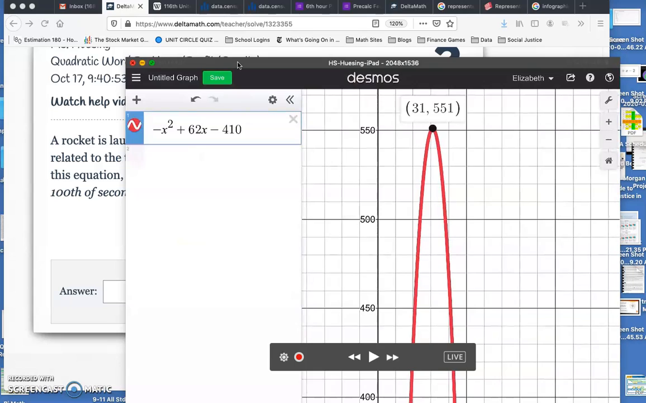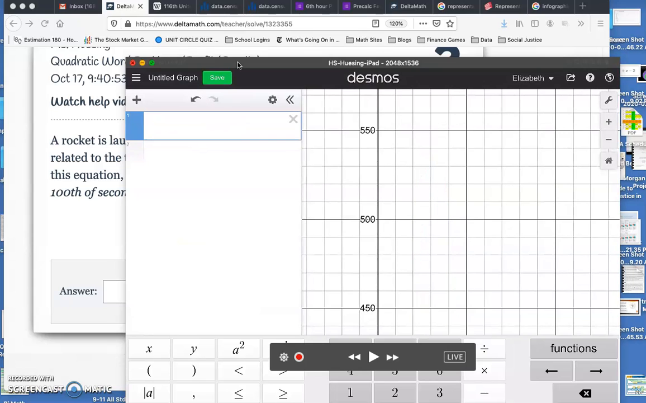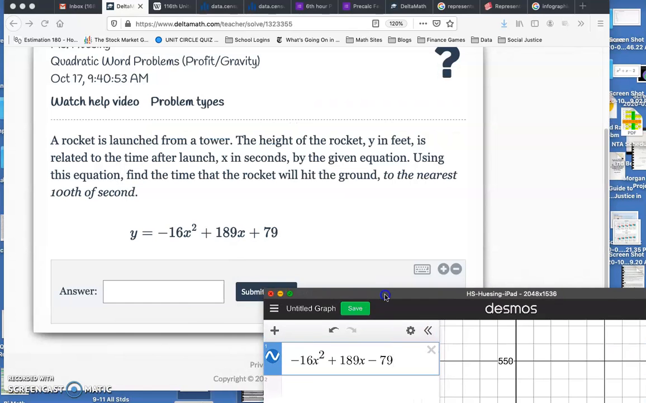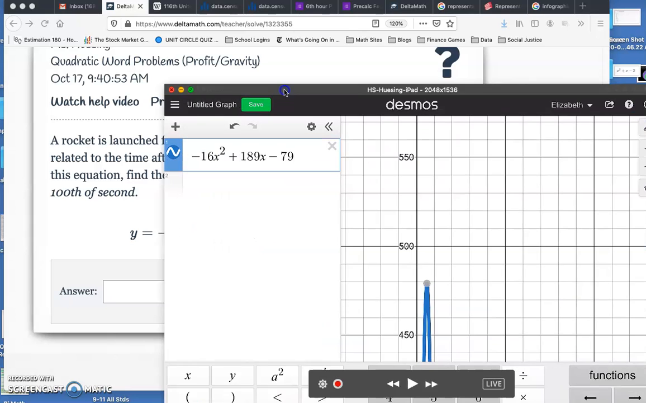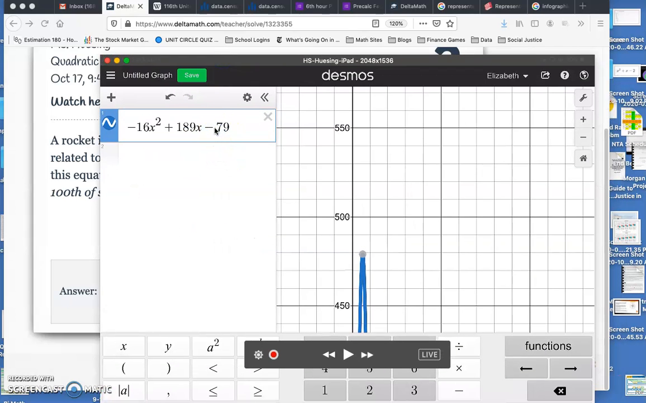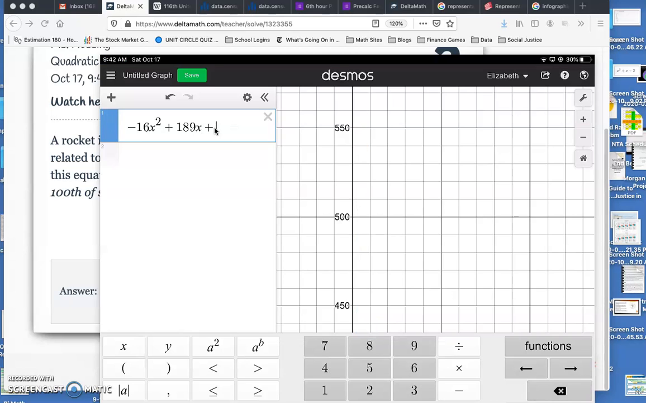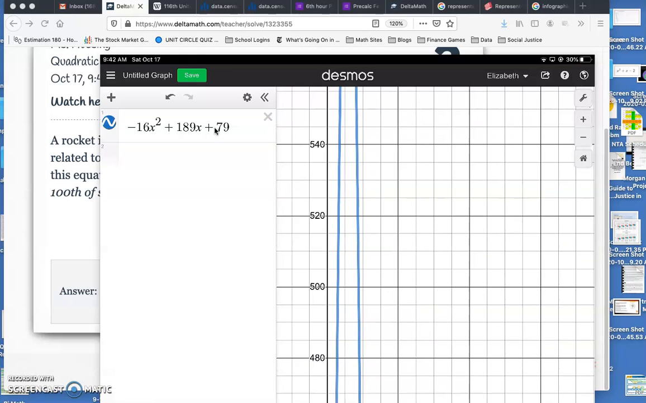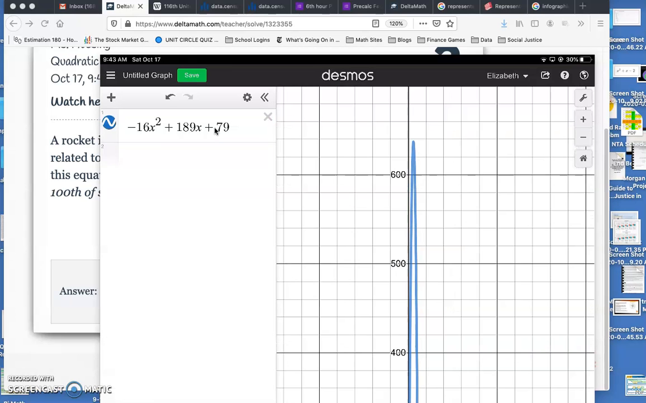We'll go to Desmos. So negative 16x squared plus 189x, was it minus 79? I feel like I might have the wrong equation there. Let's double check. Plus 189x plus 79. So if I go backwards here, plus 79. So again, you can use this in and out thing. If you did it on your phone, you can drag it.